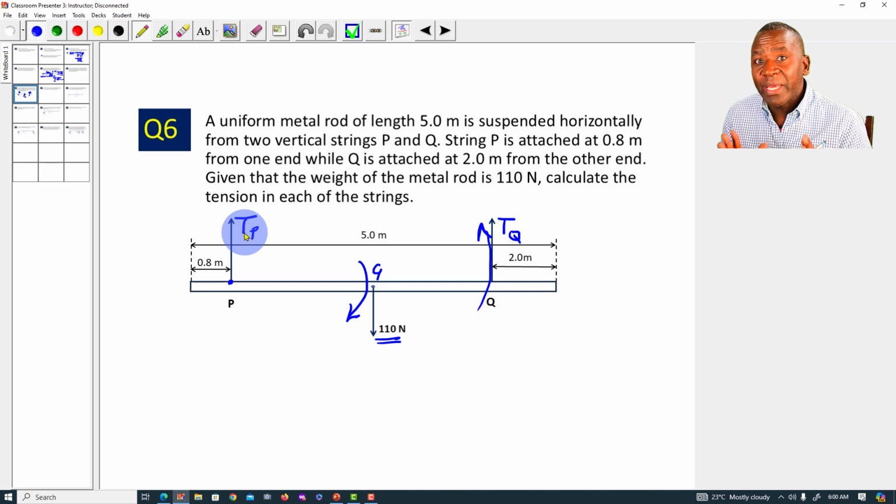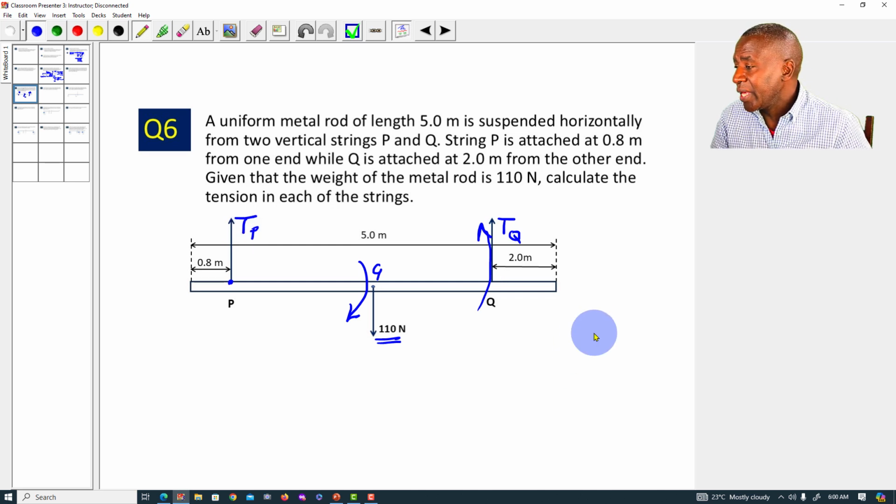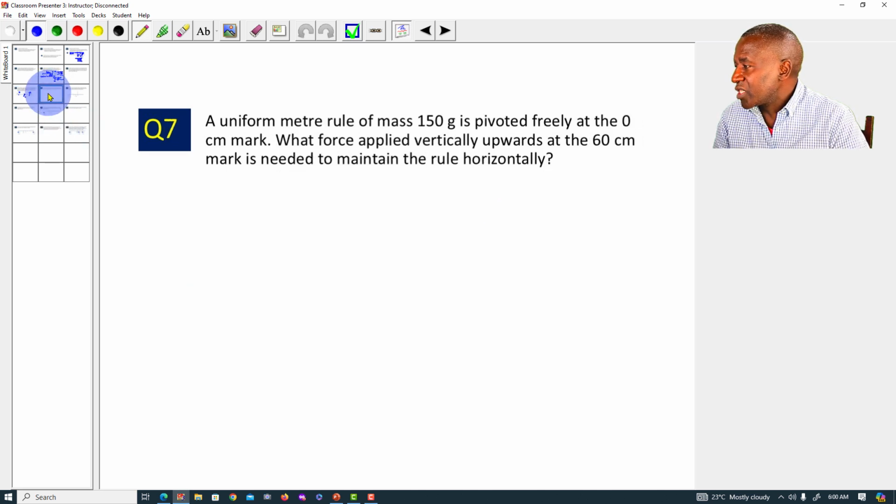The methods remain the same. So go ahead and work out the various values, the various tensions, because whatever I can do here is exactly what I did in the previous question. So I'm really not going to waste time on that part. Let's go to question 7.